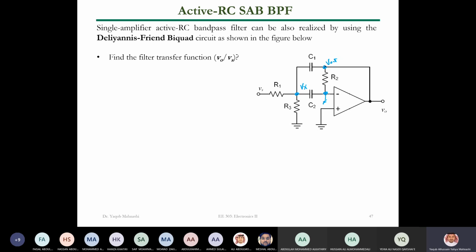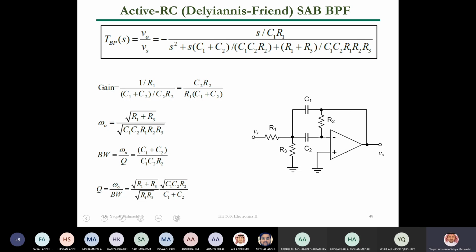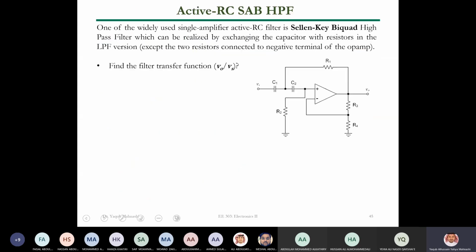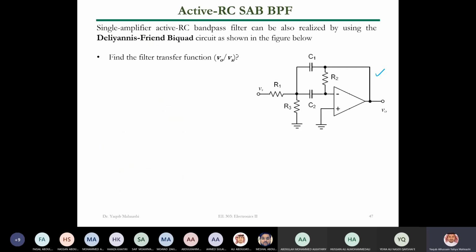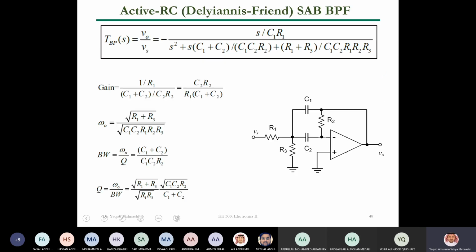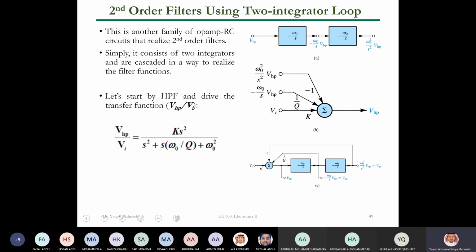Of course the same thing, I will not do this one here. You have the transfer function available. So these are practice problems, shabab. This is good for you. You want to go ahead and derive the transfer function for the high pass filter, Sallen-Key, and the transfer function of the band pass filter, Delyiannis-Friend, that's what we call them, after their inventors of these filters. Any questions so far?